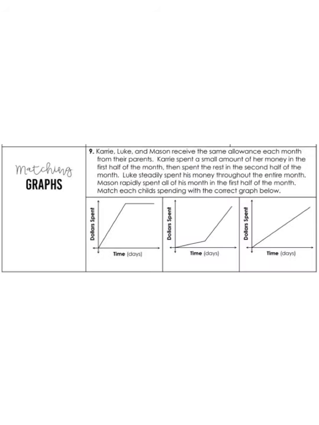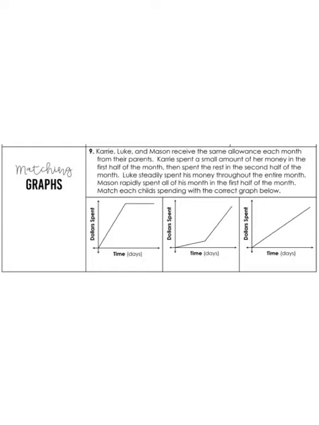Okay, last thing we're going to be looking at doing is matching up some graphs based off their descriptions. So we have Carrie, Luke, and Mason, who receive the same allowance each month from their parents. Carrie spent a small amount of her money in the first half of the month, then spent the rest in the second half of the month. Luke steadily spent his money throughout the entire month, and Mason rapidly spent all of his money in the first half of the month. Match each child's spending with the correct graph below.